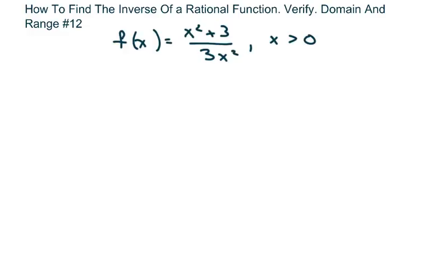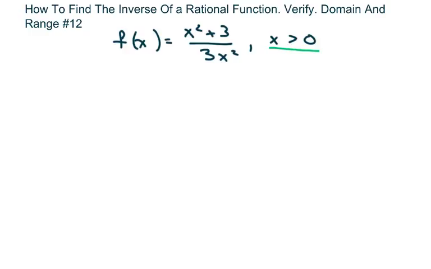Hi everyone. We're going to find the inverse of a rational function in this one in particular, and we're going to find the domain and range of the inverse and f, and we're also going to verify by composing f with f inverse. In this case, they give us a restriction that x must be positive, and that's because if we do the inverse, it won't be an inverse function.